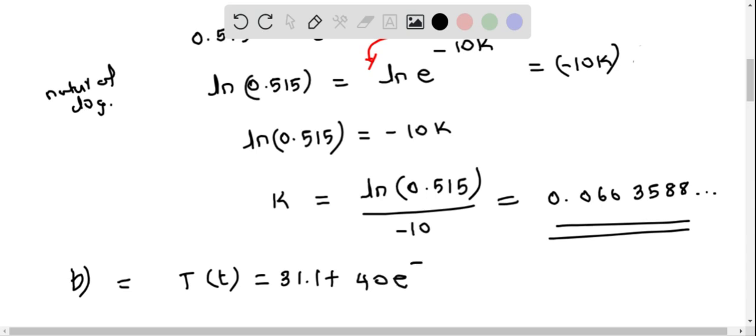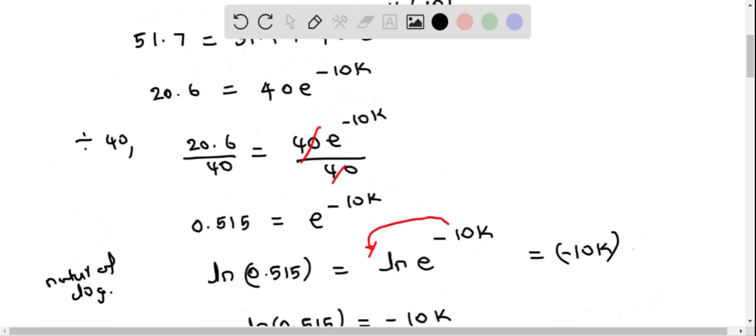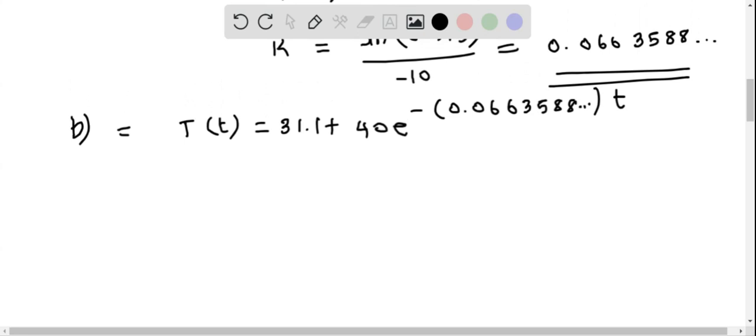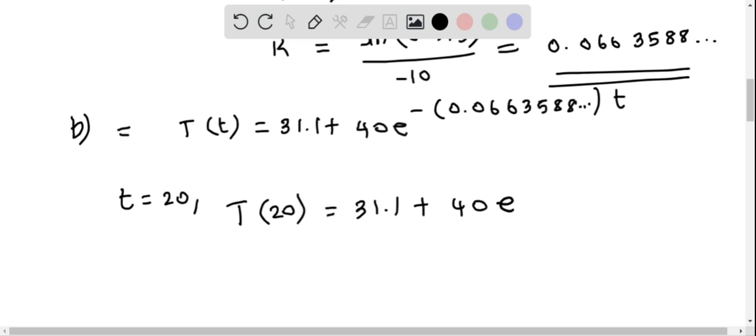Now this time I can replace the value of k which we have found in part A, that is 0.0663588, times t. In part B, we have to find the temperature of the coffee after 20 minutes, which means we have to plug in t equals 20. So this becomes T(20) equals 31.1 plus 40e raised to the power of minus 0.0663588 times 20.